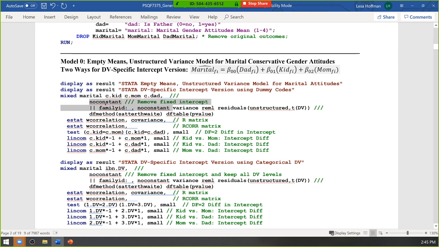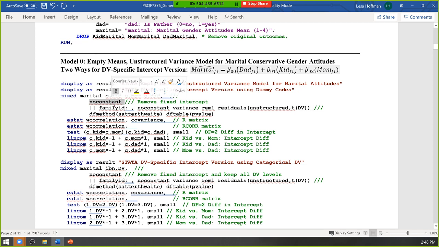But the first no constant takes out the fixed intercept. That's the column of ones that we've been talking about today. The second no constant shows up after this bar thing. That takes out the default random intercept that Stata wants you to have when you tell it that you have an upper level sampling structure. So Stata understands that I have 3 rows per family, and it wants to put in an extra term that we haven't talked about yet called a random intercept to model the correlation between family members. Rather than doing that, I put it in the R matrix instead, so I don't need the random intercept.